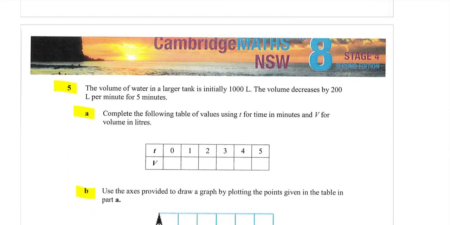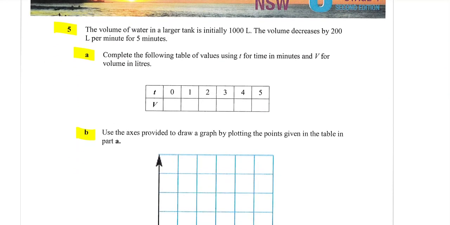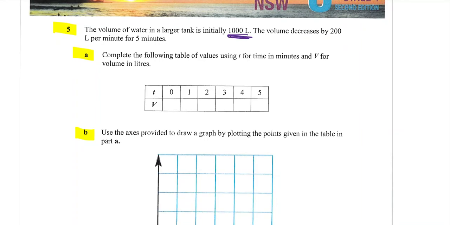Question 5. This, I think, is right at the end, but I thought we better do this one together. This is one of these big wordy questions that kind of has everything in it. The volume of water in a larger tank is initially 1,000 litres. Initially means at the very start. So when time is 0, that 1,000 is my starting volume. Then it says the volume decreases, which means goes down, by 200 litres every minute. So after a minute, how many litres do I have?